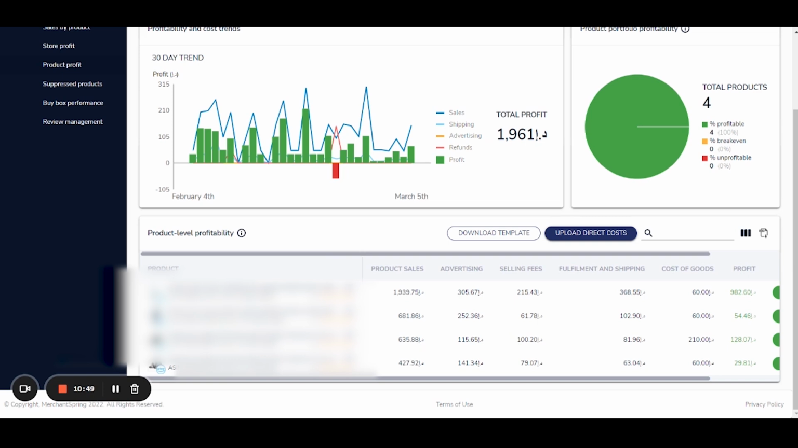So for this first product, the sales on Amazon were 1,993.75 dirhams. However, we spent 300 dirhams advertising for this particular product per month. The selling fees were 215 and the fulfillment and shipping fees were 368.55. Now, if you think this is a little bit high, if according to your initial calculations this was not the right fulfillment cost, then you can easily go back to Amazon, check your listing, see that you added the right sizes, do a remeasurement, do something in order to change.